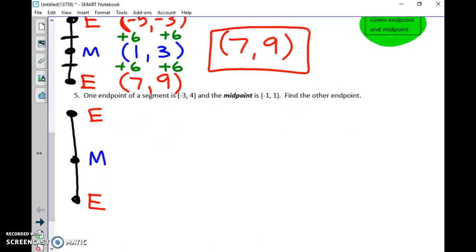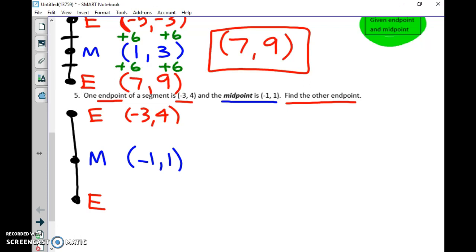So it says my endpoint is negative 3, 4. Go ahead and write that down. The other endpoint I do not know. And then it says find the midpoint. Or sorry, the midpoint is given, negative 1, 1. And so now I'm looking for the other endpoint.